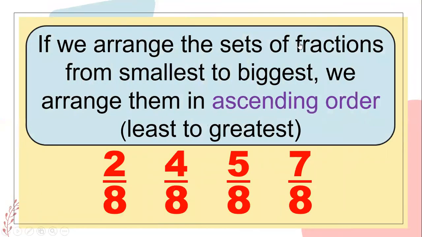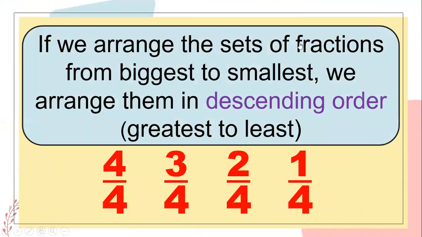If we arrange the set of fractions from smallest to biggest, we arrange them in ascending order, or least to greatest: 2/8, 4/8, 5/8, and 7/8. 2/8 is the least or the smallest fraction, going to the biggest fraction, which is 7/8.